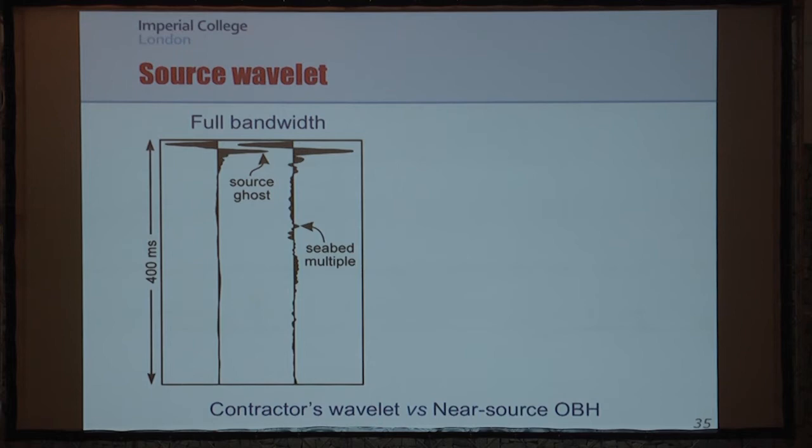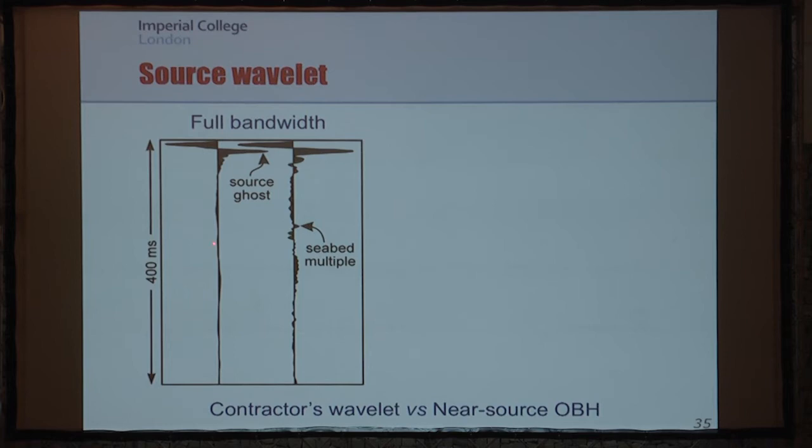So this is the contractor's estimate of what the wavelet looks like. This is the first kick. This is the ghost, surface ghost. And then this is the bubble, which they've tried to suppress, basically, by designing a careful air gun array. And typically, contractors model these things for 400 milliseconds. That's normally what their modeling codes do. And this is a pretty good estimate of what that source would look like.